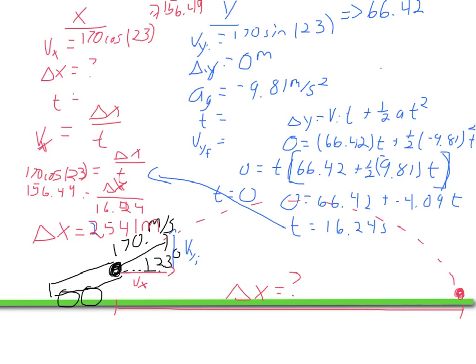Now, let's actually put that with sig figs. In the original problem, I gave this number 170 meters per second with 3 sig figs, but the angle only had 2 sig figs. So I only get 2 sig figs. And I'm going to change this around to kilometers here, delta x equals 2.5 kilometers, or 2,500 meters.